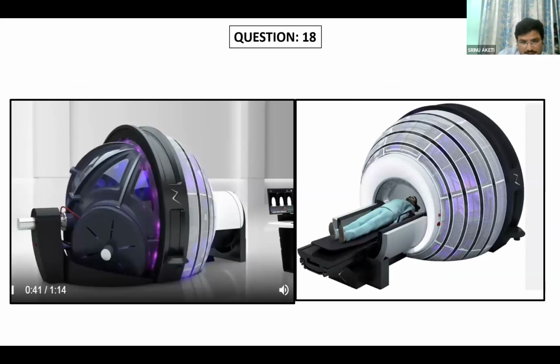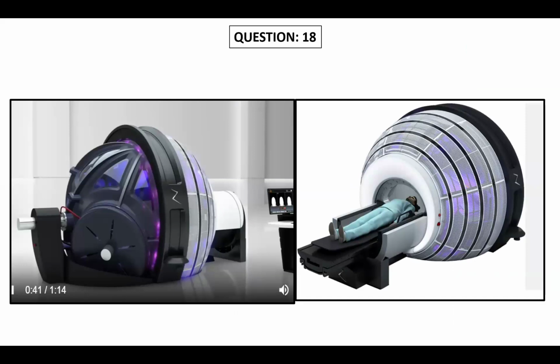Okay, good. So, any idea about this one? This is bunkerless. Zapex radiosurgery unit, sir. Very good. Very nice. Why is it bunkerless? Is it possible?